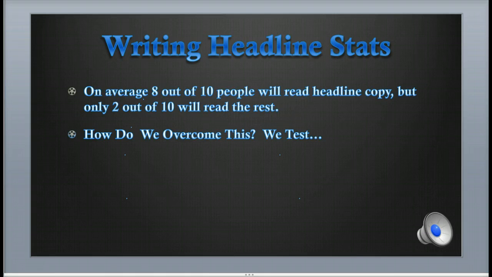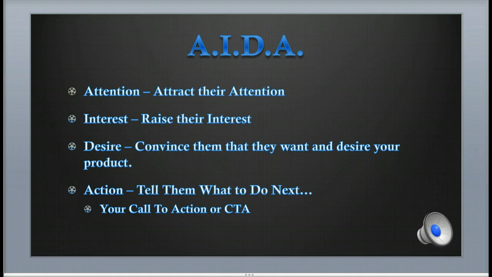So the next slide, AIDA, okay? Attention, interest, desire, action. Attention, you want to attract their attention. Interest, you want to raise their interest. Desire, convince them that they want and desire your product, okay? Then the action is to tell them what to do next. It's your call to action. I'm sure you've heard this plenty of times. Your call to action or a call to action, a CTA.